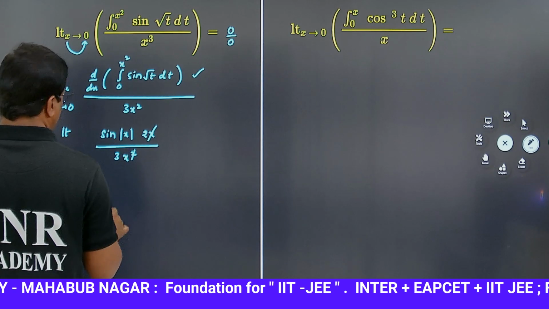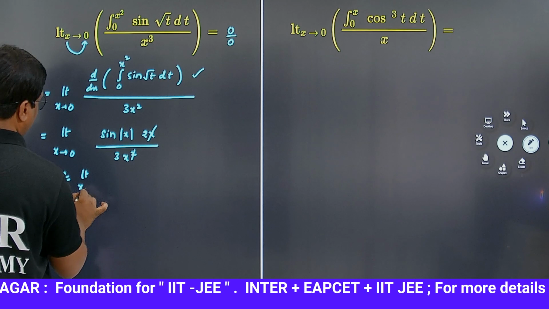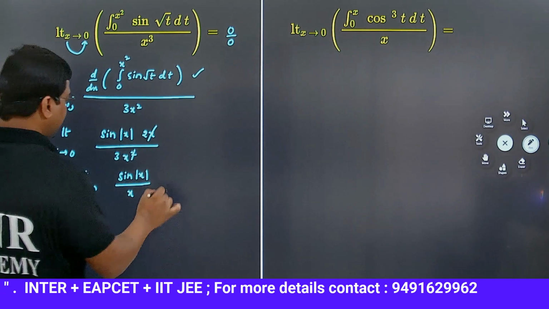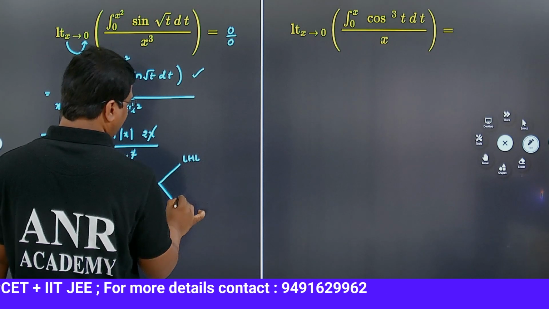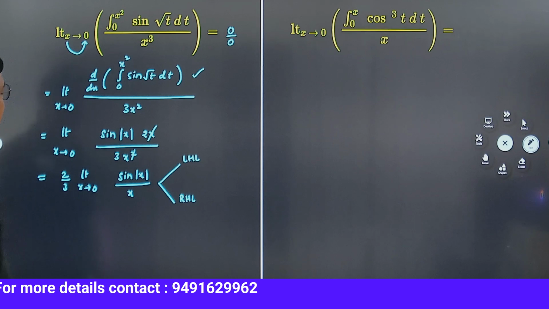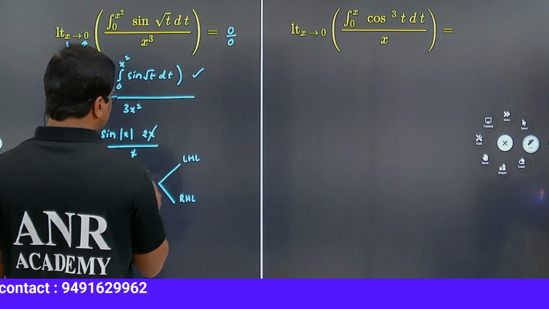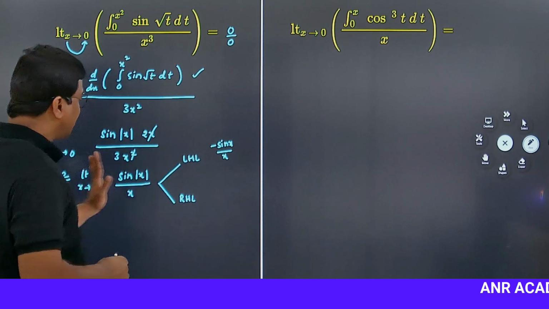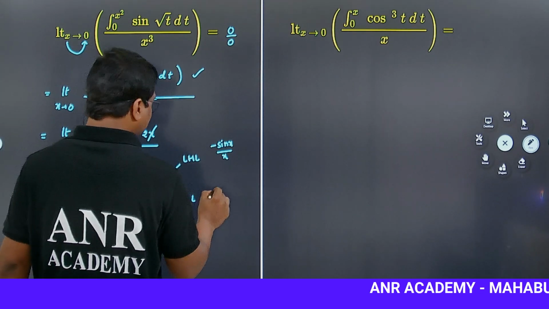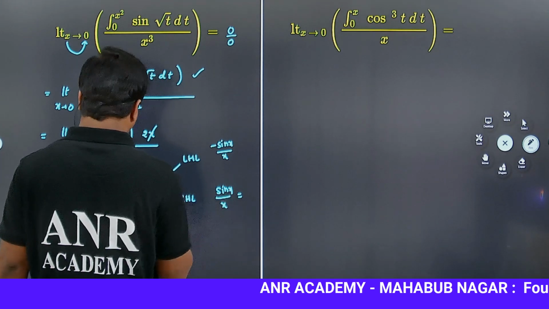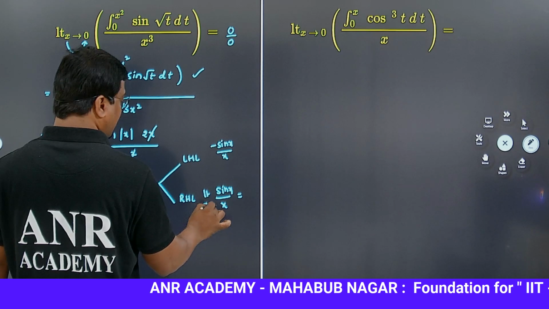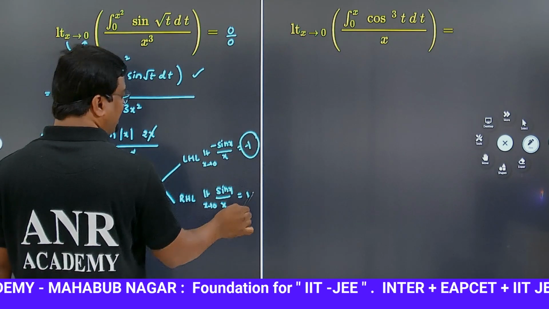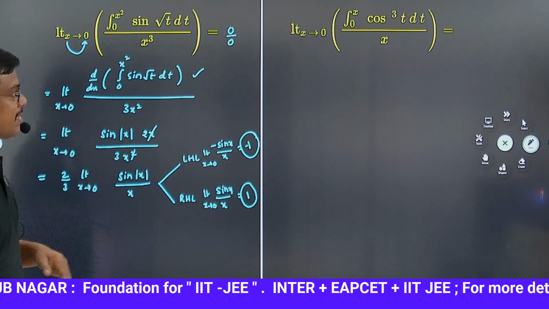Now x gets cancelled, 2 by 3 outside, limit x tends to 0, sine of mod x divided by x. Left hand limit, right hand limit I am going to calculate. As x tends to 0 minus, for 0 minus mod x becomes minus x, so minus sin x by x it is. As x tends to 0 plus, right hand limit, for positive values of x it is plus x, so that you will get sin x divided by x. Sin x by x as x tends to 0 becomes 1, and as x tends to 0 minus, it becomes minus 1. So left limit is not equal to right limit, so the limit does not exist in this case.